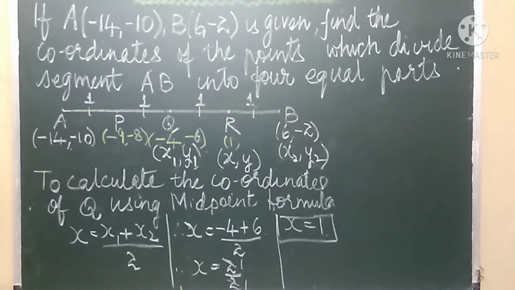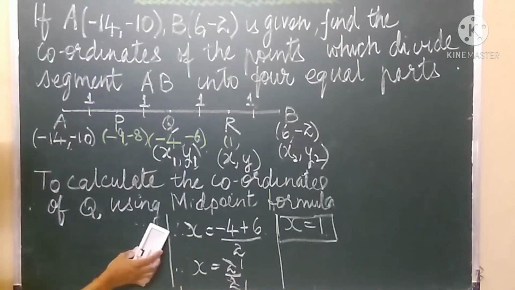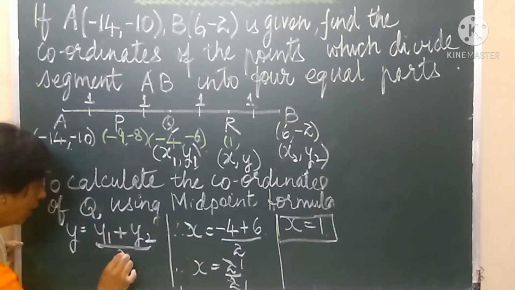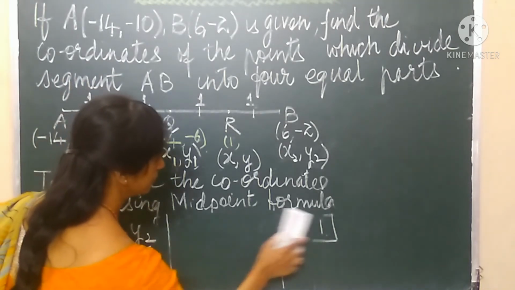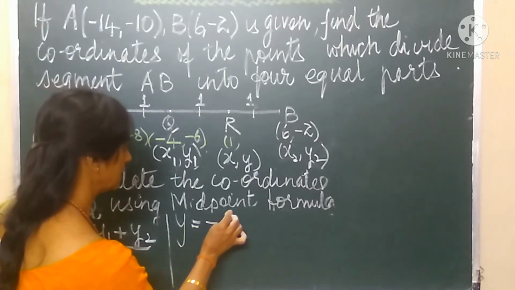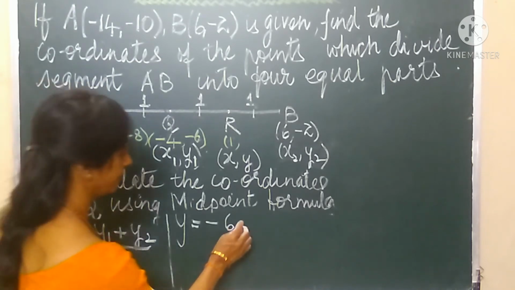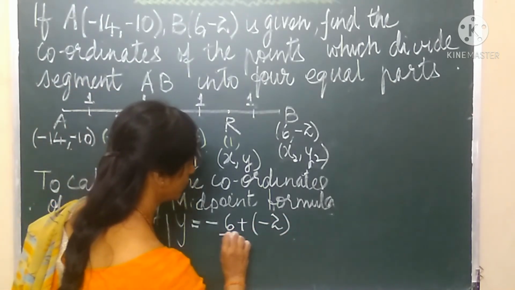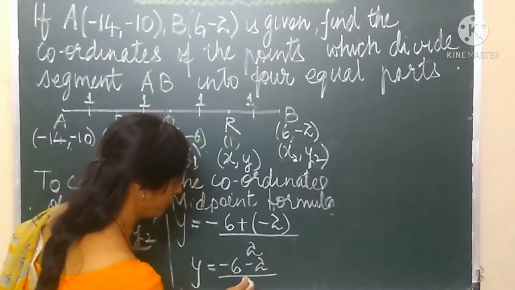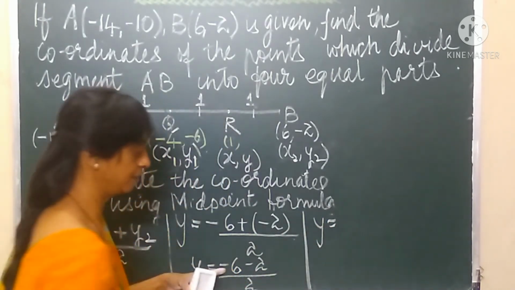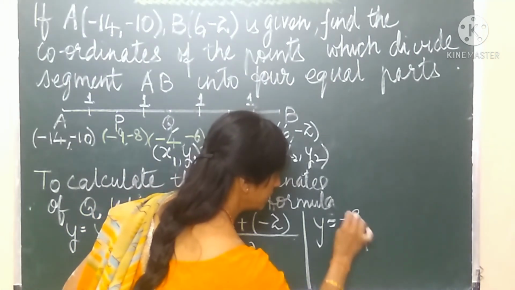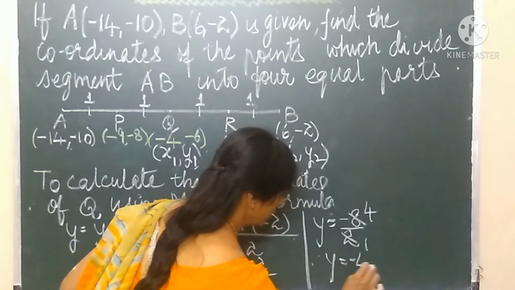Right? Now, to calculate the value of y, let's change the midpoint formula as y is equal to y1 plus y2 upon 2. So y will be equal to y1 is again minus 6 plus minus 2, upon 2. Let's open the bracket. Minus 6 plus into minus is minus 2, upon 2. Again in the numerator, minus 6 minus 2 gives us minus 8, upon 2. Let's reduce, 2 ones are 4. Thus, y is equal to minus 4.